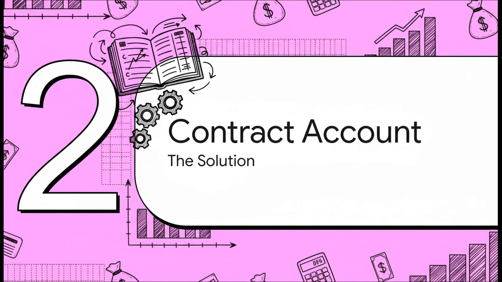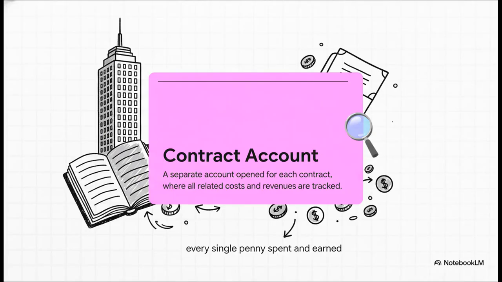So how does this whole thing work in practice? Let's get into the main tool in our kit and see how it all comes together with the contract account solution. So the contract account, honestly, just picture it as a financial command center for our skyscraper project. It's a dedicated ledger, like a separate notebook, where every single cent spent and every dollar earned on this one project gets meticulously logged. This is absolutely crucial for keeping things straight.